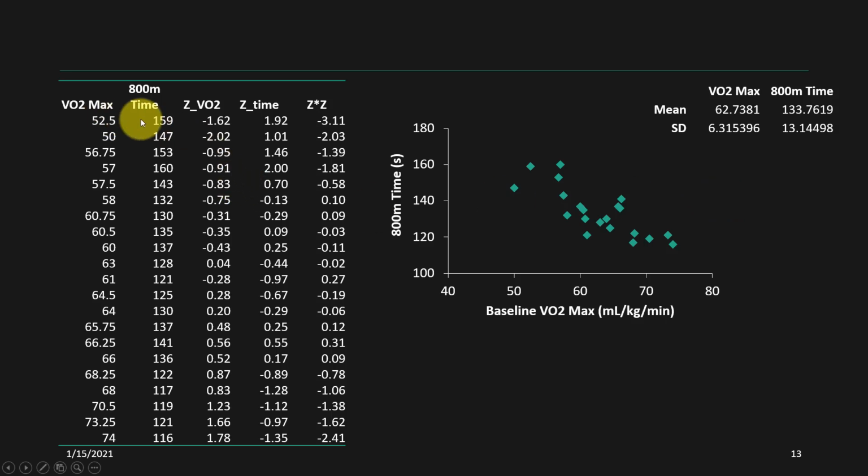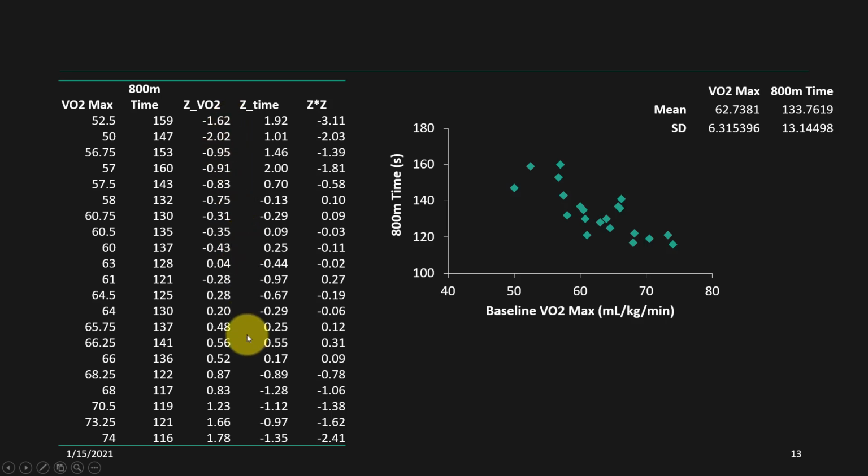So, you could do this by hand if you want to follow along, or you can just trust that I've done the math correctly here, right? But what I've done is I've taken our VO2 max scores and our time scores. I've pulled out the mean and the standard deviation for each, and then I've transformed each of these observations into the corresponding z-score. So like for this first one, if I do 52.5 minus the mean VO2 max, right, which was 62.7, this is less than the mean, so we know that this should be negative, right? So I take that difference, I divide it by the standard deviation of 6.3, and it does in fact work out to be a negative, 1.62.